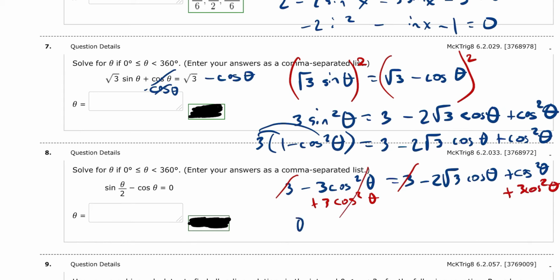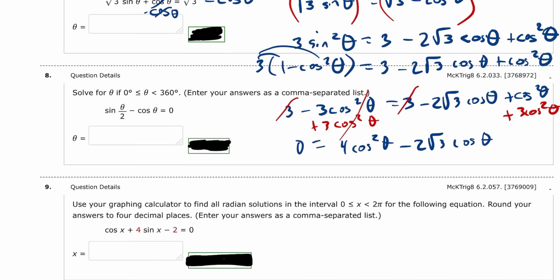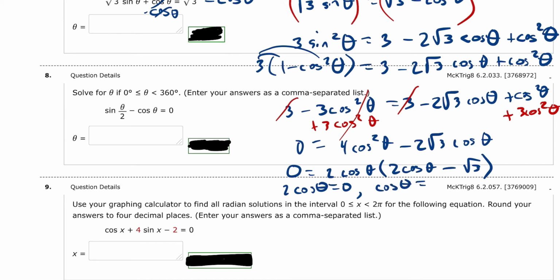So you're going to end up with 0 equals 4 cosine squared theta minus 2 radical 3 cosine theta. And then you can factor out a 2 cosine theta, and you're left with 2 cosine theta minus radical 3. And then when you set these two equations equal to 0, you're going to get 2 cosine theta equals 0. And this one, when you set it equal to 0 and solve for cosine, you get cosine theta equals radical 3 over 2.